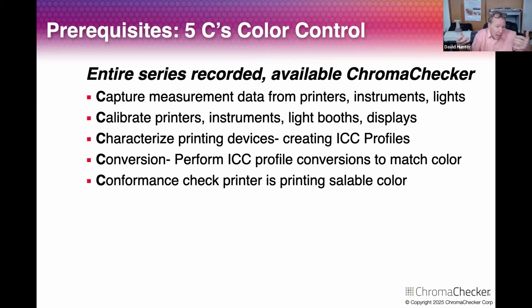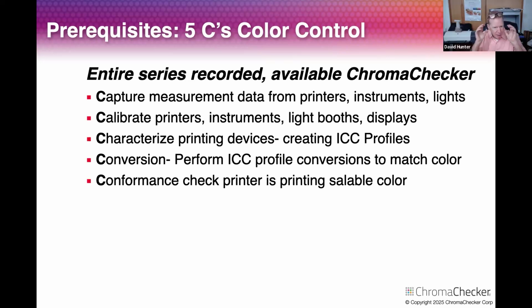Then sometimes you'll want to characterize the printer, which means building an ICC profile, which gives you more accuracy in terms of how that device renders. And if you build profiles for 4 different printers and 4 different substrates, you've got to have a way to convert the color between those 4 different substrates so that when you convert, you get the color you want on the device. And then most importantly, you need a tool that checks conformance to ensure that the printer is printing sellable color. And that's really what ChromaChecker does.